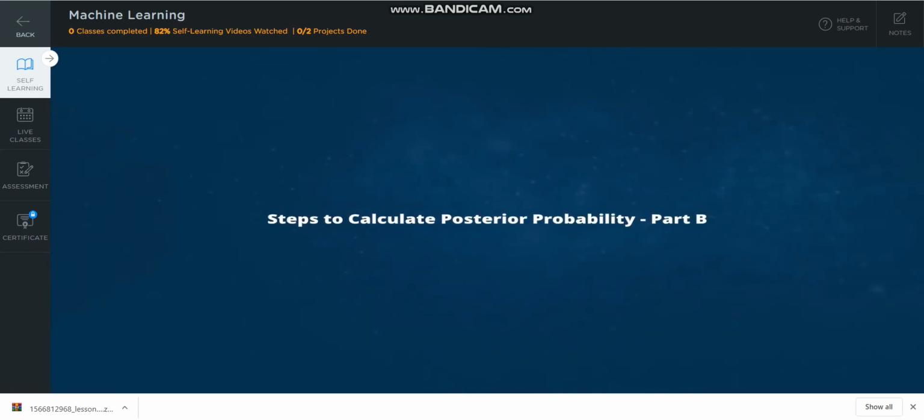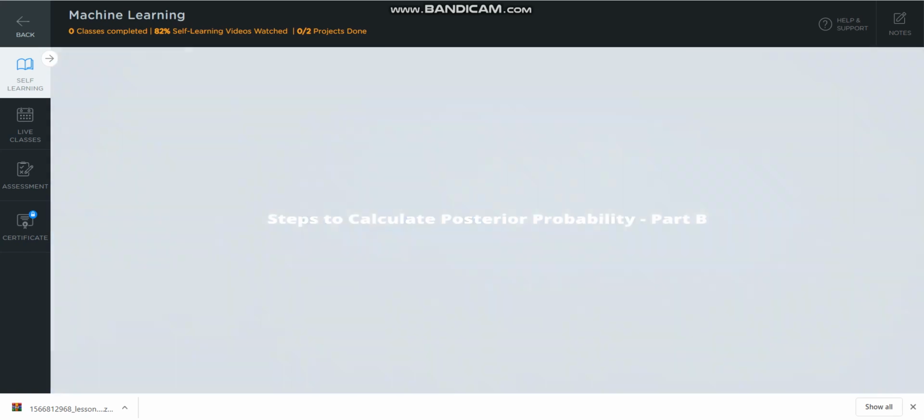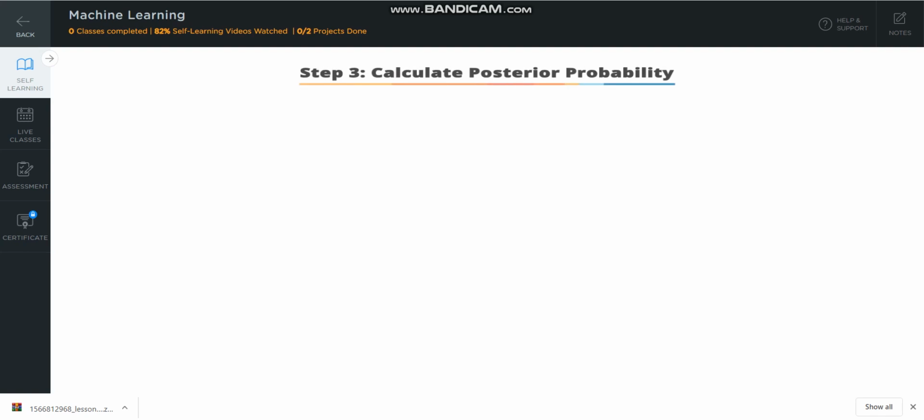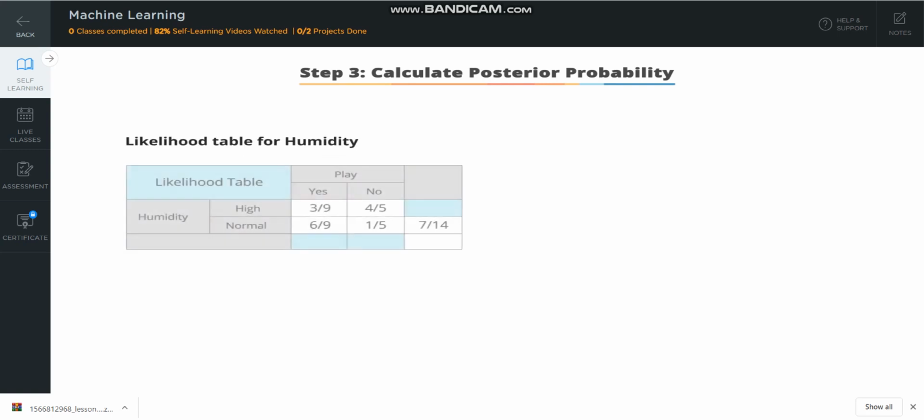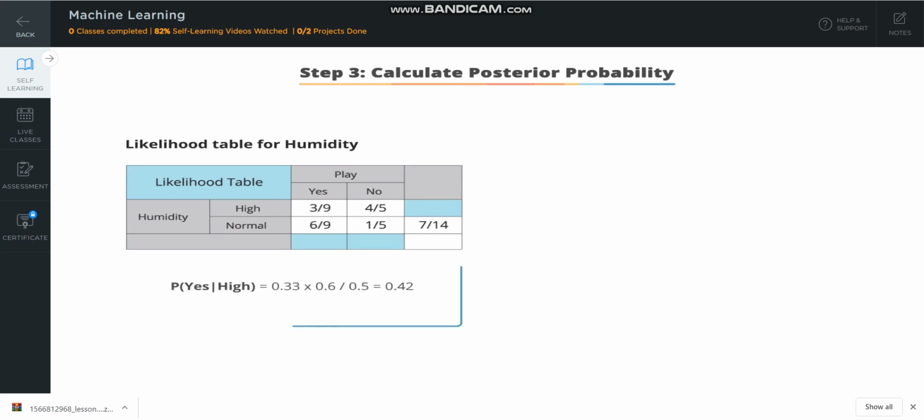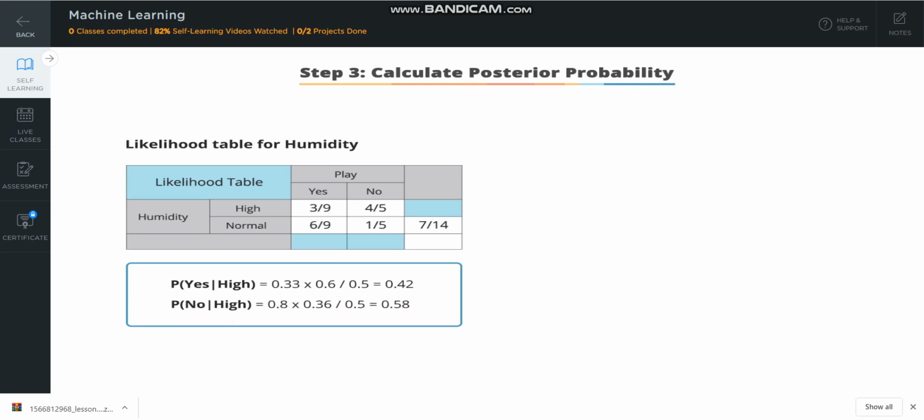Steps to calculate posterior probability, Part B. Similar to how we calculated the posterior probability for predictor sunny, calculate posterior probability for each of the other features. From the likelihood table for humidity, probability of high humidity is P(yes|high) equals 0.33 times 0.6 divided by 0.5 equals 0.42. Probability of not having high humidity is P(no|high) equals 0.8 times 0.36 divided by 0.5 equals 0.58.